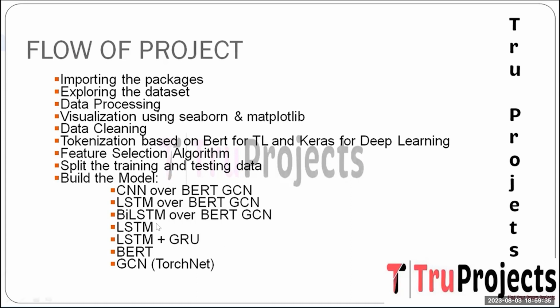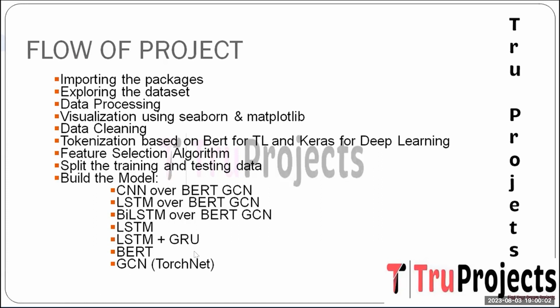And the next one is LSTM. A standalone LSTM architecture is employed, focusing solely on leveraging the sequential information and memory cells for effective text classification. And the next one is LSTM plus GRU. The combination of LSTM and GRU layers forms a hybrid model that balances memory and computational efficiency, aiding in accurate text classification.